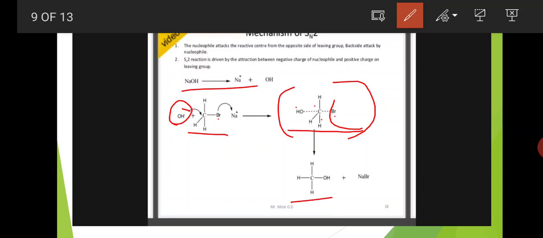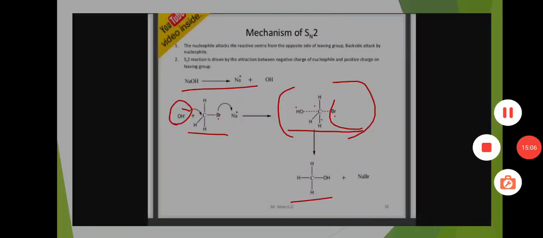So in this reaction, the first is the rate determining step. In the rate determining step, both the alkyl halide and nucleophile participate. So the rate of the reaction also depends upon both concentrations, the nucleophile and alkyl halide concentrations. Okay, this is the difference between SN1 and SN2.